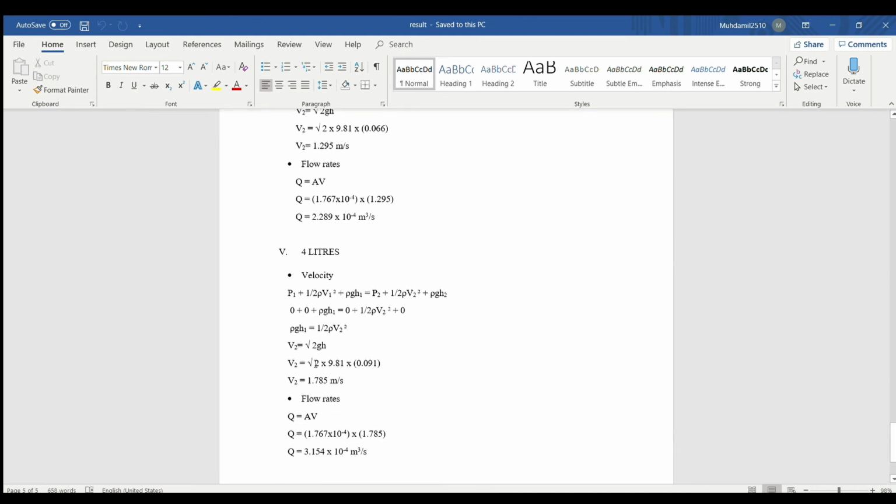And for the 4 liters, also the same step. We're using the Bernoulli equation and we simplify it and we get 1.785 meter per second. And the flow rate we get 3.154 times 10 power of negative 4 meter cube per second. That's all.